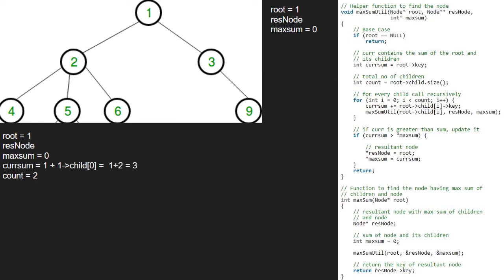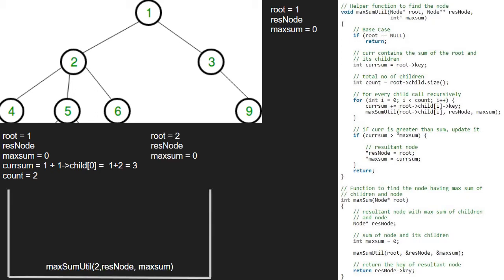Next we call the max sum util function with one's first child, that is 2, rest node and max sum passed as parameters using a call stack. Now as root is not null, we take a cur sum variable for root's key. So cur sum will be equal to 2 and count will be equal to the number of children of 2, that is 3. Again we run a for loop from 0 to count and first cur sum will be cur sum plus 4, that is the first child of 2.